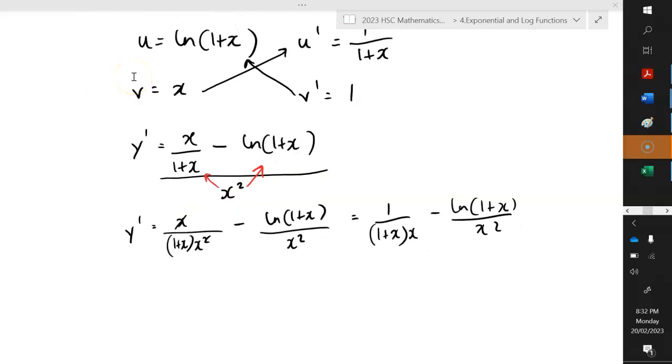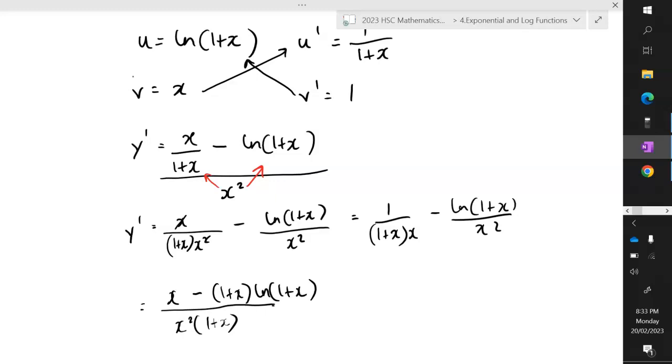Okay, that's one way I could have done it, but I don't want to leave it like that either. I'd like to pop this over a common denominator. So I'm going to go one step further, and my common denominator is going to be x squared times (1 plus x). So let's multiply through. Now, to make our (1 plus x) times x equal to our denominator there, we've got an extra x. So I need to times my top there by x. Minus, this one here already has an x squared in it, so I need to multiply my top by 1 plus x. So I'm going to have (1 plus x) times ln of 1 plus x.